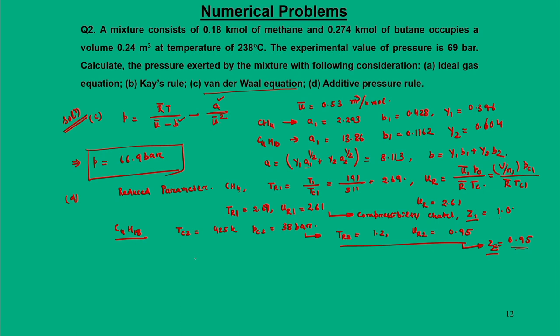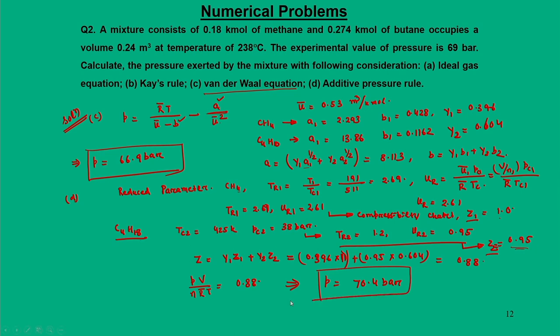So, the effective compressibility factor, we can say Z is equal to Y1 Z1 plus Y2 Z2. And this number we can write as 0.396 into 1 plus 0.95 into 0.604. So, this value would be 0.88. Then we can write the general equation, that is PV by N R bar T is equal to 0.88. And this equation will give you P as 70.4 bar. So, you can see that this is the same value as predicted by the K rule.